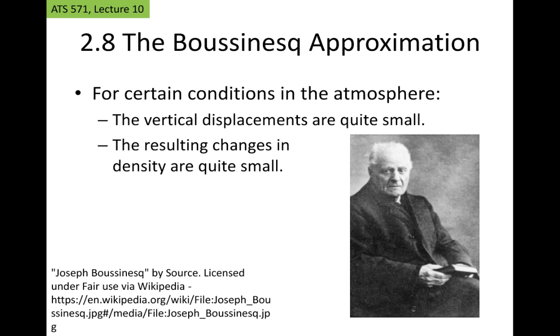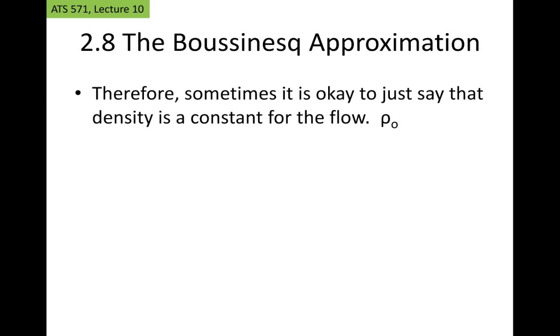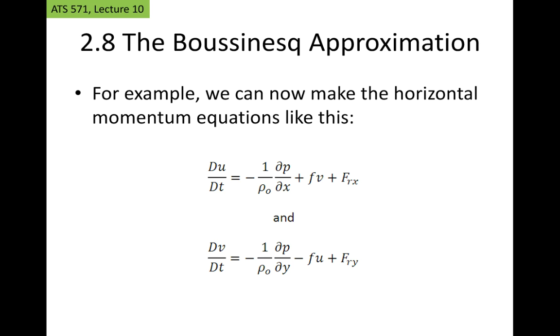Mostly, doing a scale analysis, Boussinesq said, for a lot of types of things, we can just say the flow doesn't have changes in density. And so Boussinesq said, you know what, under certain kinds of conditions, it's okay to say that the density is a constant. We'll use rho naught for that. We'll just say this is the constant density for this flow along this streamline or whatever.